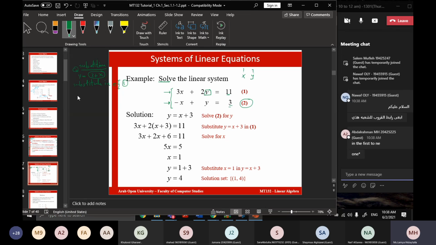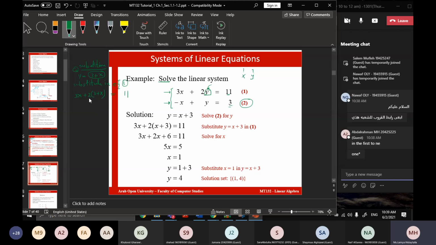So what will we have? We will have 3x plus 2 multiplied by y. Don't forget, whenever you want to substitute, so as not to get confused, put a bracket, and then put inside what you want to put instead of the y. I need 3 plus x, and then close your bracket like that. And then this is equal to 11.